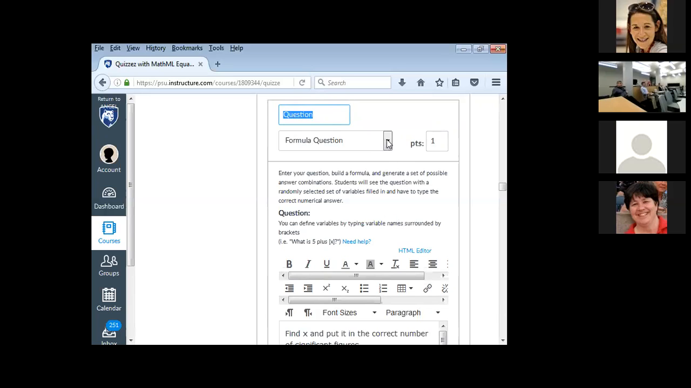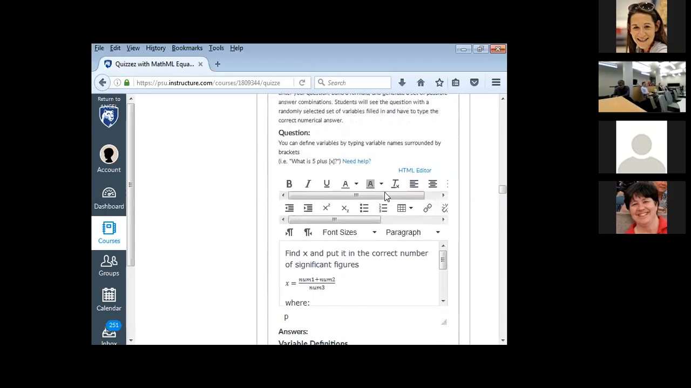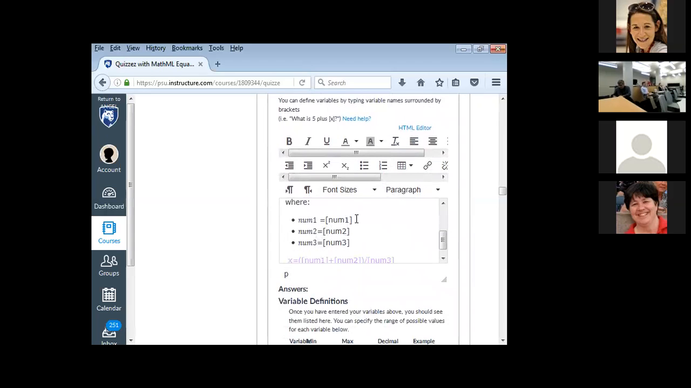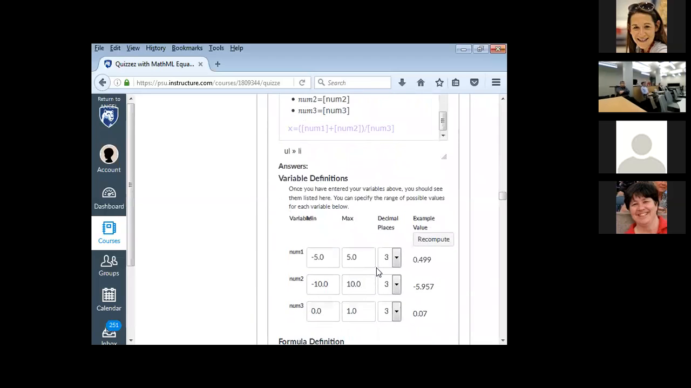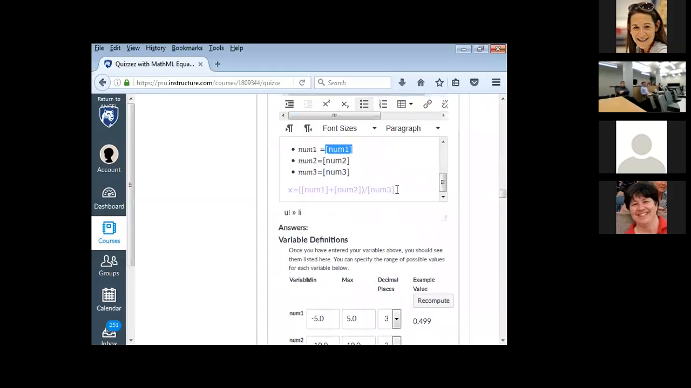So what triggers it knowing that I'm doing an equation is, A, setting up the formula type question, right? And B, having the equal sign. Having a bracketed number means I have a variable in there. Right. But there's no solution. There's no problem to solve here. Yeah, but you tell it the problem to solve down further. I thought it was triggering off of that equation, but you go down to the formula definition, right?